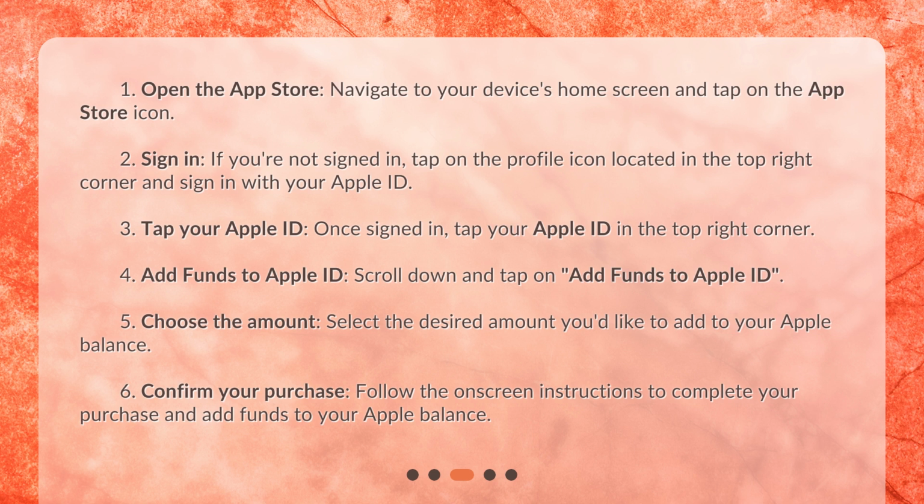3. Tap your Apple ID. Once signed in, tap your Apple ID in the top right corner. 4. Add funds to Apple ID. Scroll down and tap on Add funds to Apple ID. 5. Choose the amount. Select the desired amount you'd like to add to your Apple balance. 6. Confirm your purchase. Follow the on-screen instructions to complete your purchase and add funds to your Apple balance.